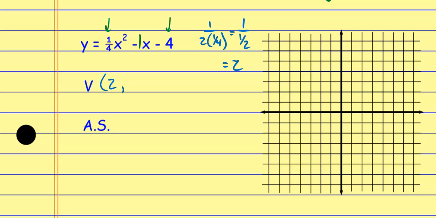And so here I have the x value. It's like doing a piece of an XY chart. So now I plug that x value in. 2 squared is a 4, times 1/4 is a 1.